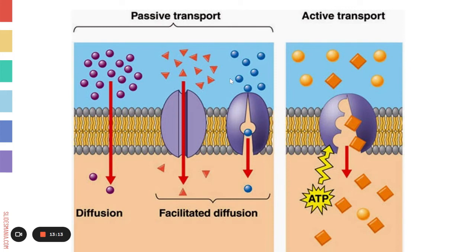So this is just a review slide showing both kinds of transport next to each other. Again, we have two different kinds of passive transport: simple diffusion, where we go straight across the membrane, and facilitated diffusion, where we're using a carrier protein or a channel protein. But in both cases, for passive transport, we're moving with the concentration gradient, or down the concentration gradient, from high to low. Active transport, we're using energy and we're moving molecules against their concentration gradient from low concentration to high concentration.